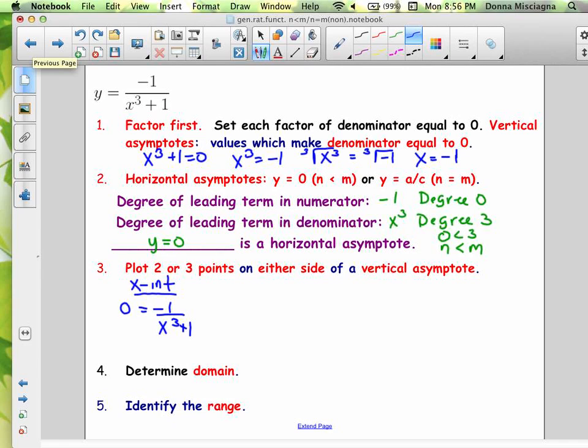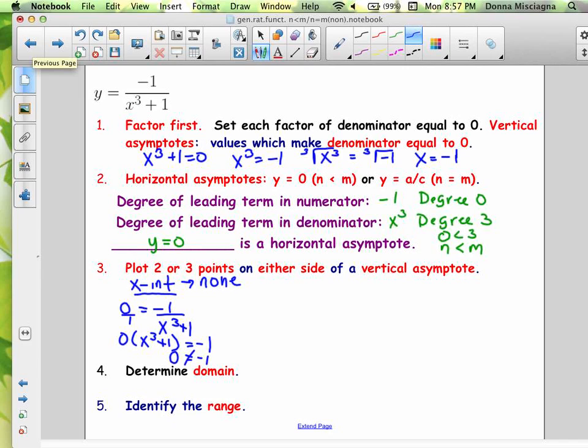If you were to cross multiply, you get 0 times x cubed plus 1 equals -1. So notice you just end up with 0 equaling the numerator every single time. But if it's easier, you can just cross multiply. You'll always get 0 as one of your products, and then whatever the other product is. But 0 equaling -1, that's not a true statement. So there are no x-intercepts.